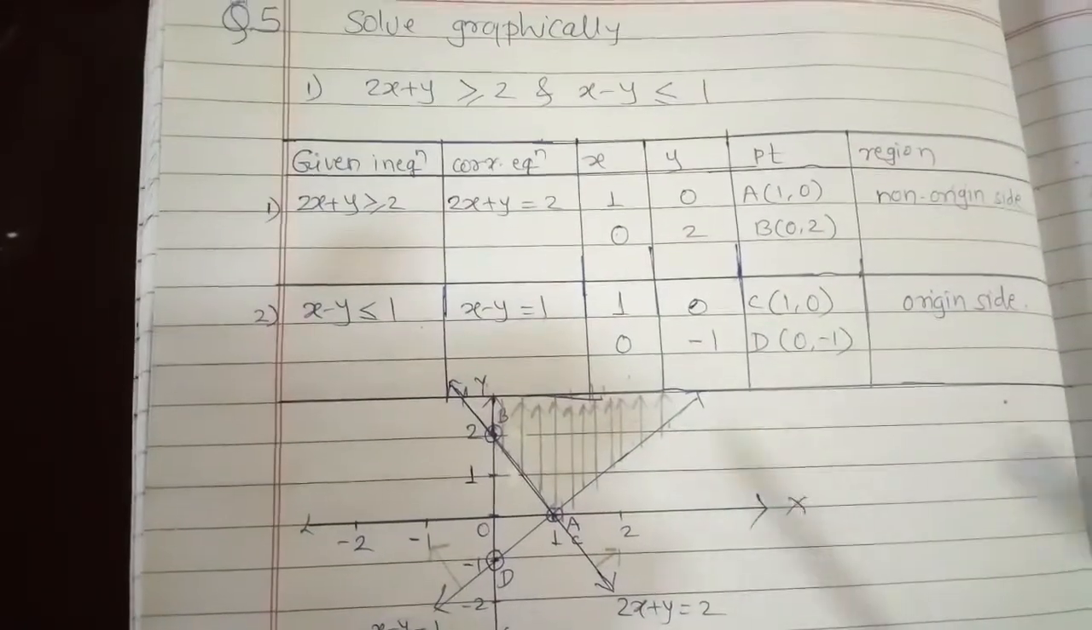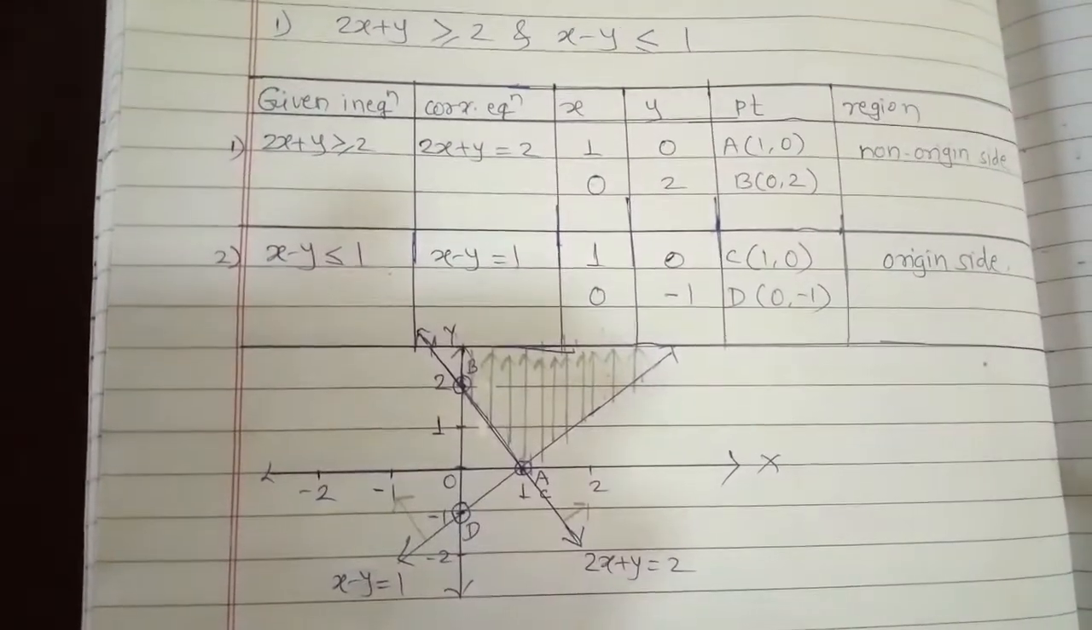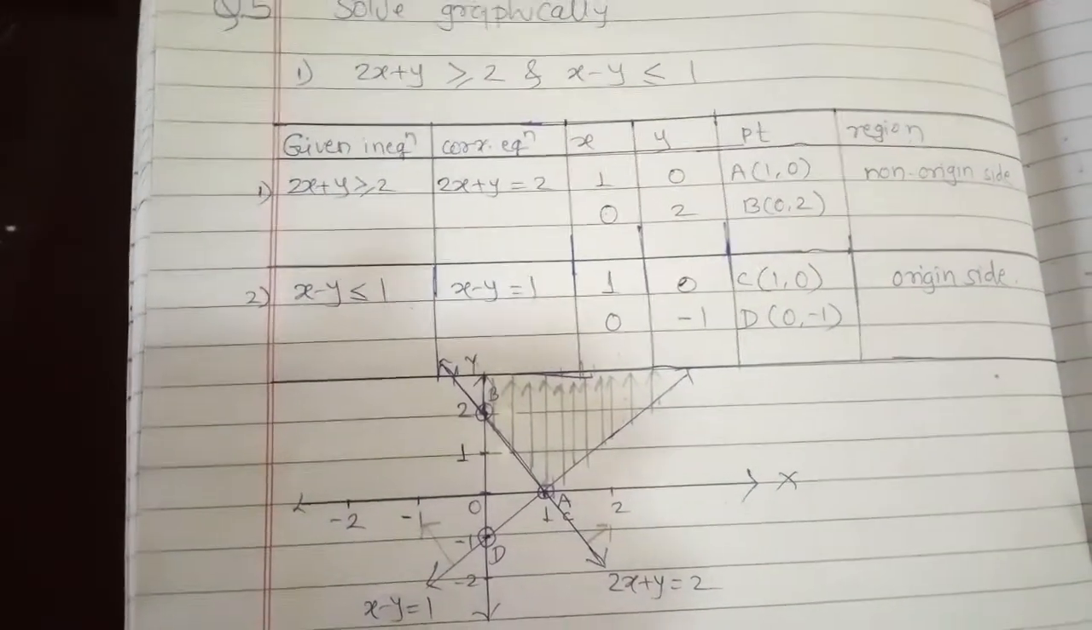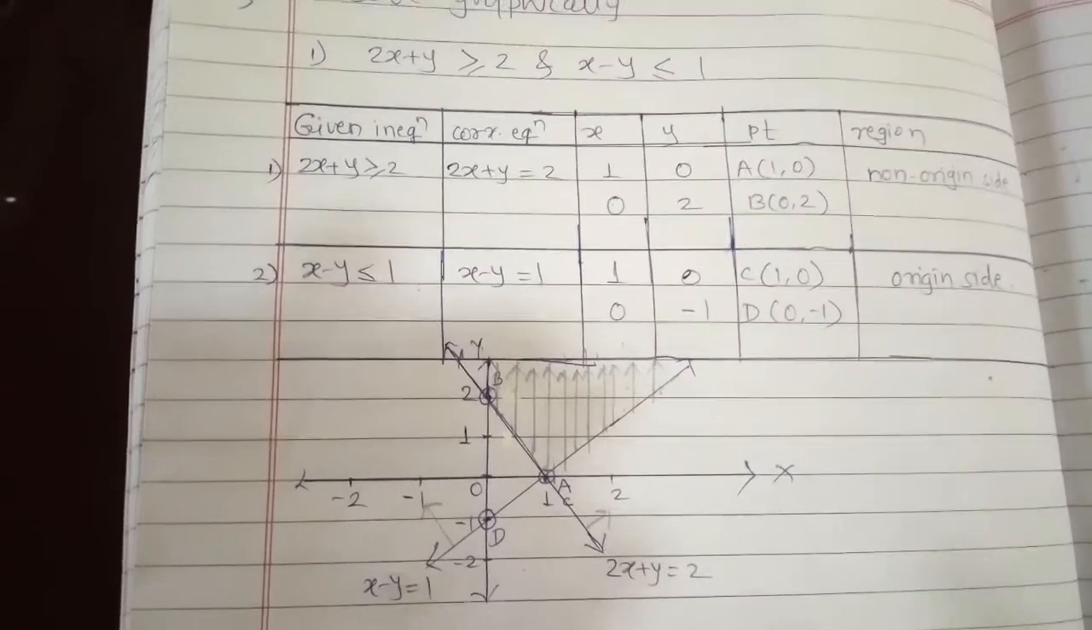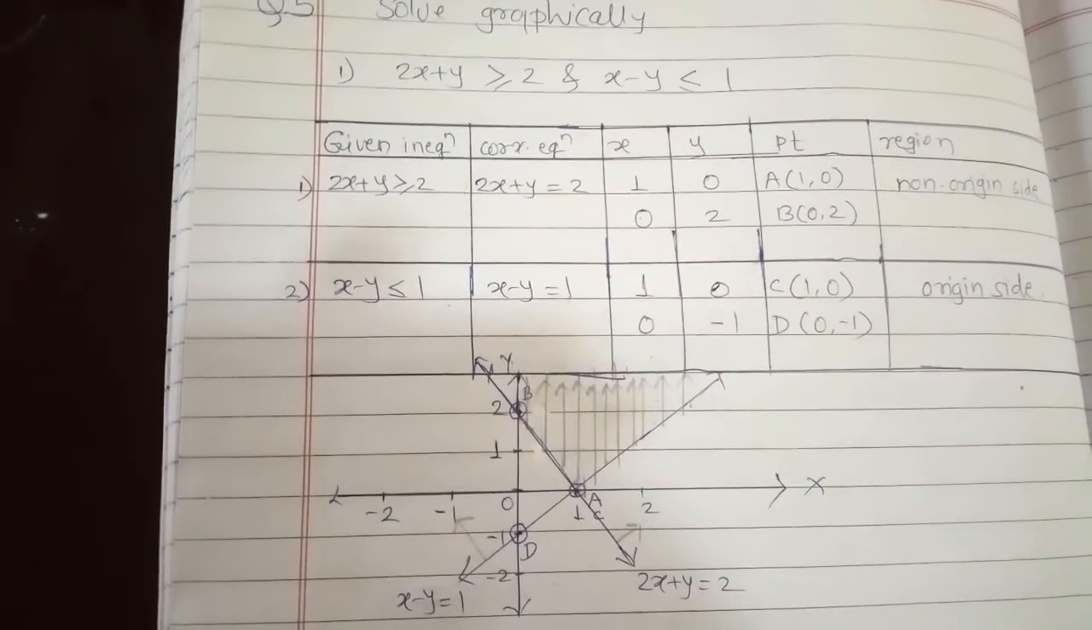And similarly we have to solve the remaining examples from question number 5. So this is the end of exercise 7.1, and the remaining examples we will see in the next lecture. Thank you.